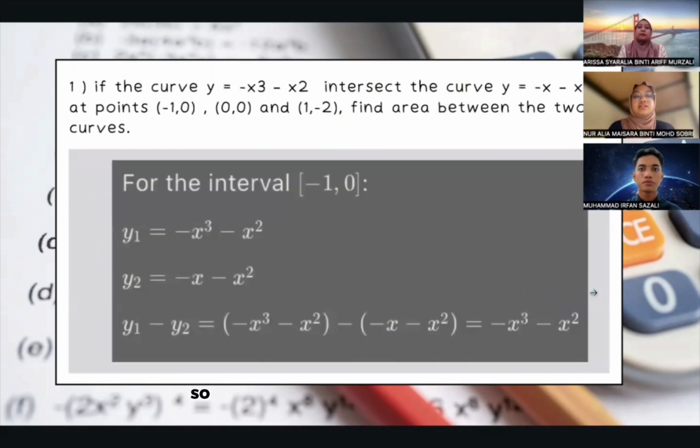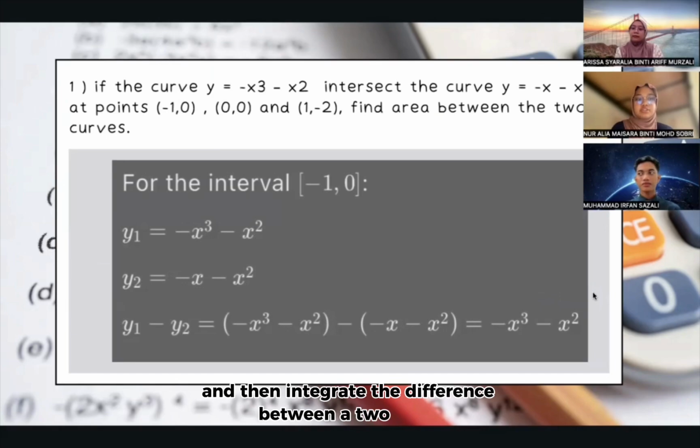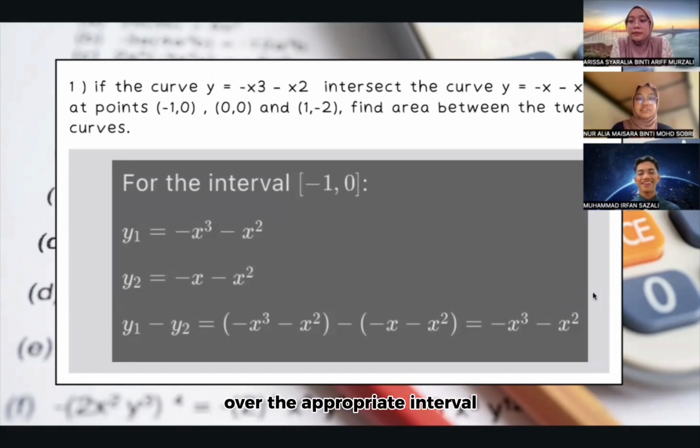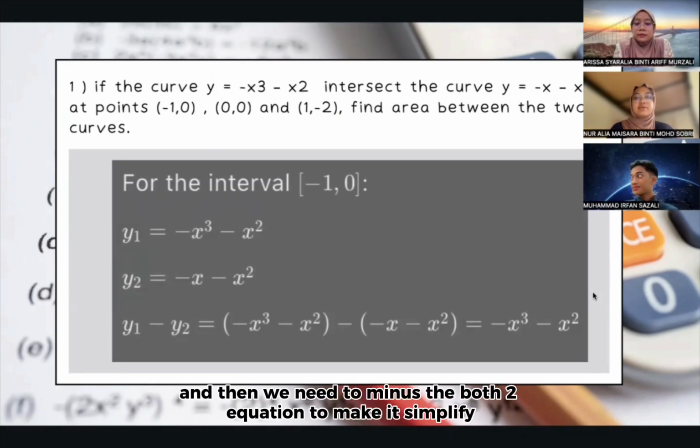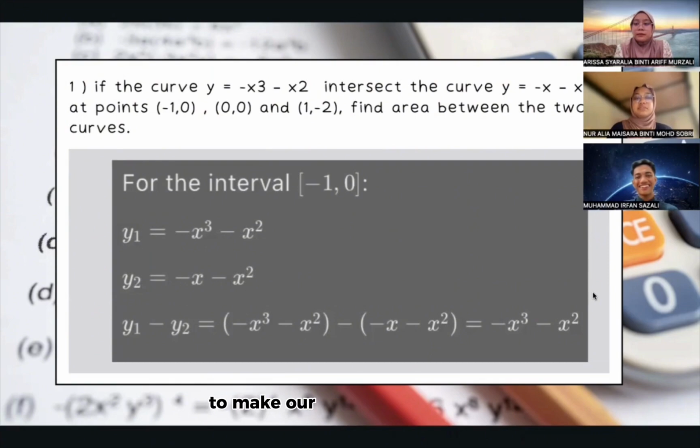So, to find the area between the two curves, we first need to identify the points of intersection and then integrate the difference between the two curves over the appropriate interval. As this question already gives us the intersection points, that makes our work easier. So, we have two equations, and we need to subtract those two equations to simplify and make our work a little easier. Next slide.